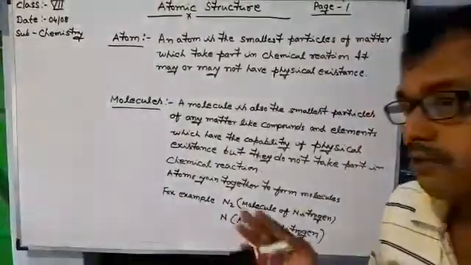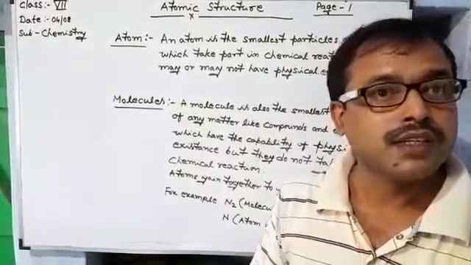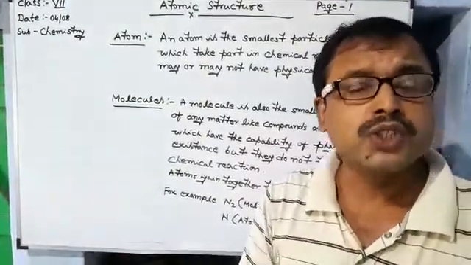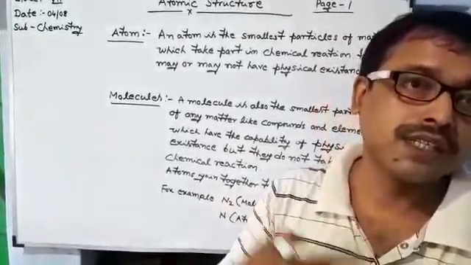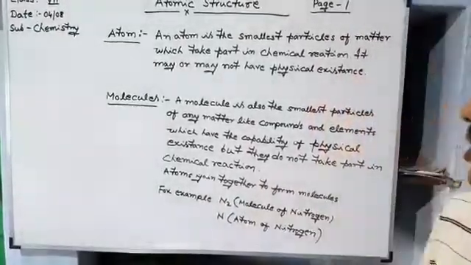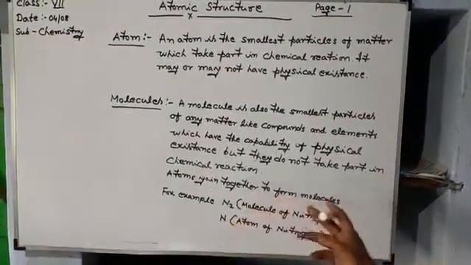That means when a molecule has to take part in chemical reactions, before that it should be split into simpler ones like atoms, and in the atomic form they take part in chemical reactions. Atoms join together to form molecules.